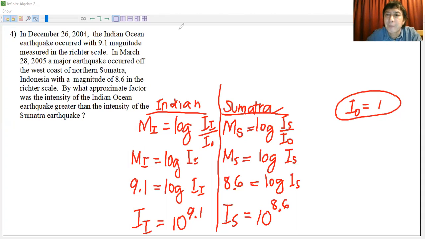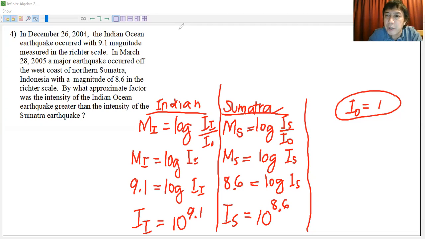There. And so let's have the final statement. By what approximate factor was the intensity of the Indian Ocean earthquake greater than the intensity of the Sumatra earthquake? Of course, we know the larger is the Indian Ocean earthquake. So if we multiply the Sumatra, which is the smaller earthquake, by some number greater than 1, that will give the value for the intensity of the Indian Ocean earthquake.